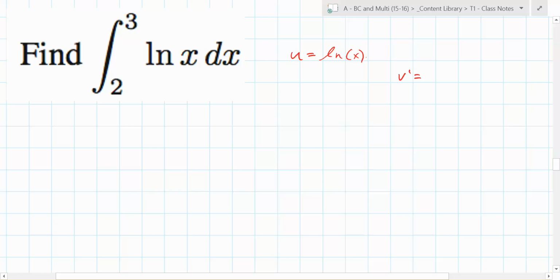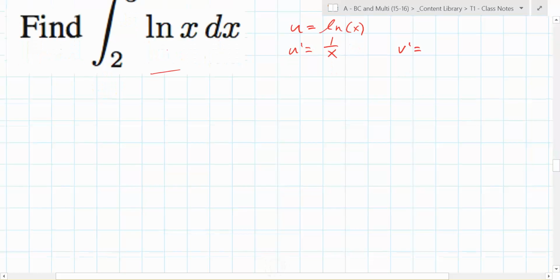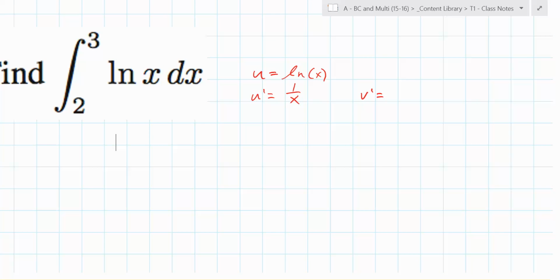Everything else is forced, because if that's u, what's u prime going to be? What is it? 1 over x. And if that's in it, we need two things that multiply together to get this, and it's u and v prime. So what does v prime have to be? 1 what? dx. You say 1 dx. Right. So then what is v going to be?